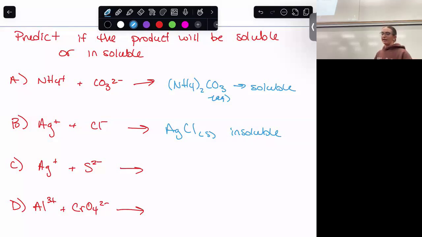Okay, what about Ag and sulfide? What compound is formed there? Perfect. We have silver sulfide. And what is the phase? This one's going to be insoluble. Sulfide ions are usually insoluble, and this is not one of the exceptions. So this one will remain insoluble.